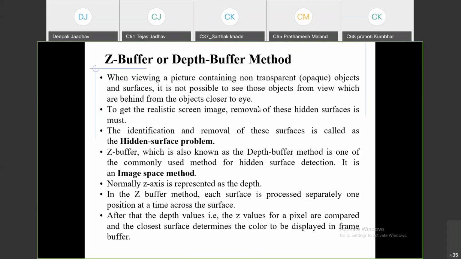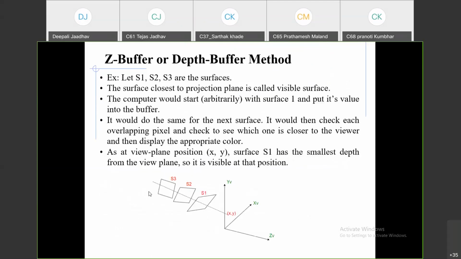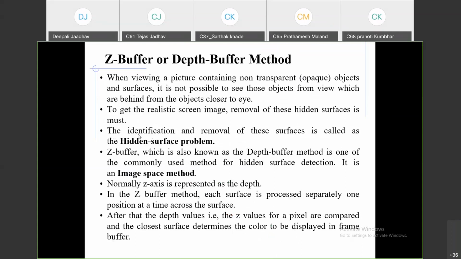For example, if we consider this diagram, there are three surfaces or three objects, S1, S2, S3. Suppose our eye is in this direction. Then S1 is the first object, closest to the eye, that we can see, but the surfaces behind it are not totally visible. Only some part of those objects is visible. So the identification and removal of these surfaces is called the hidden surface problem.